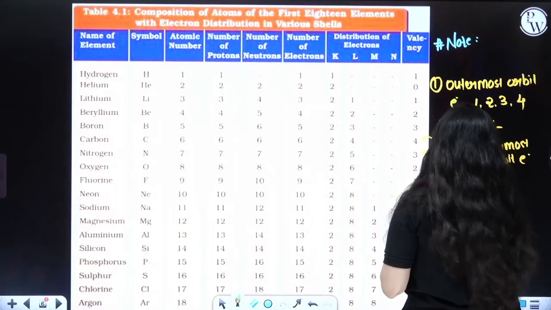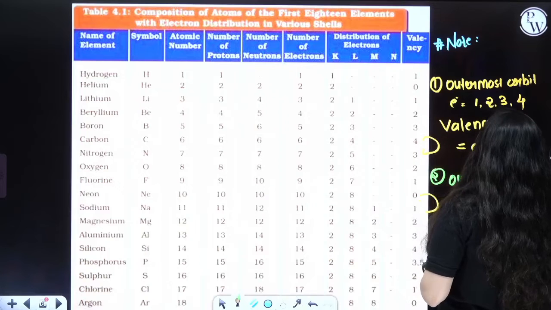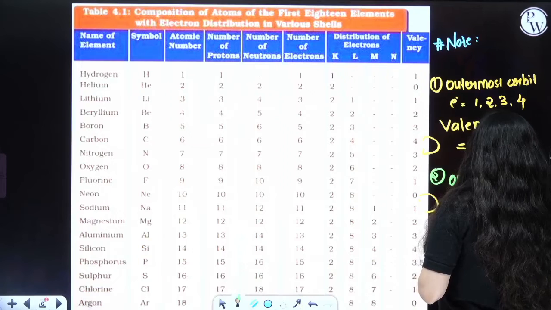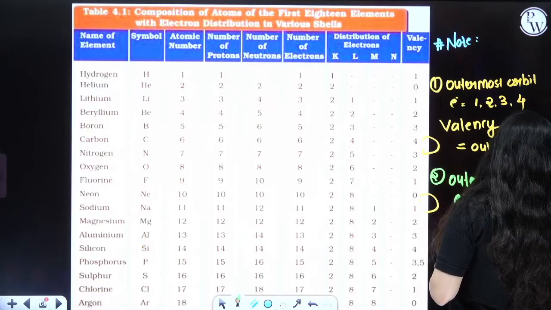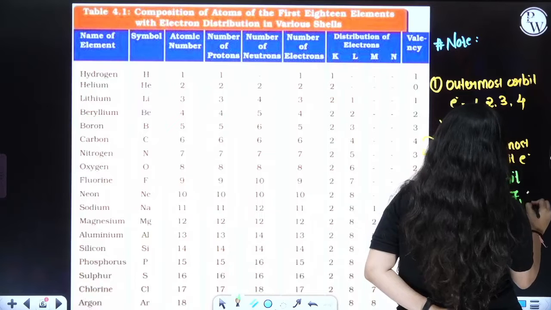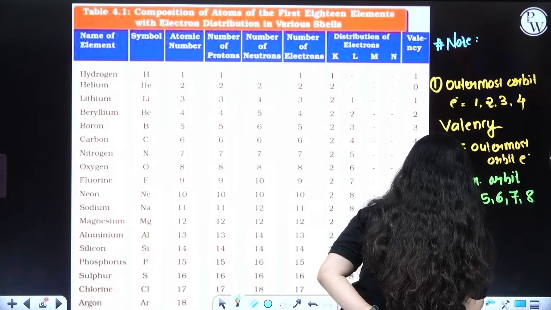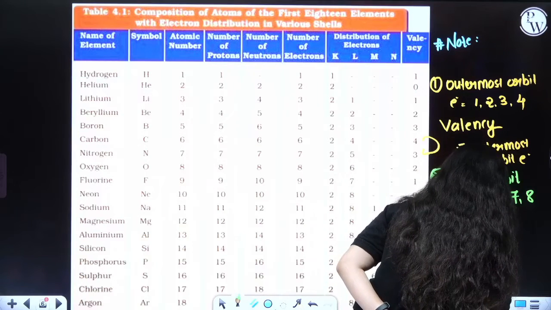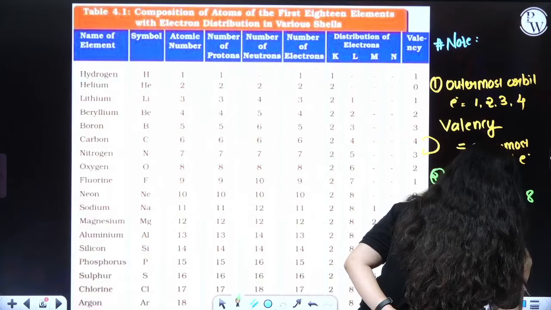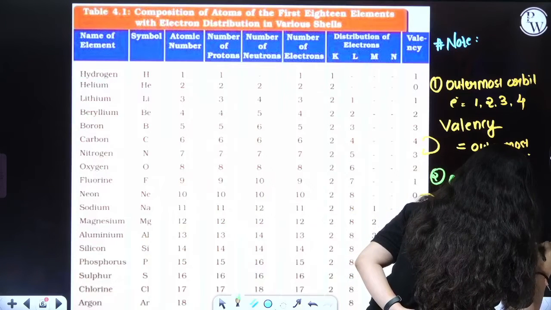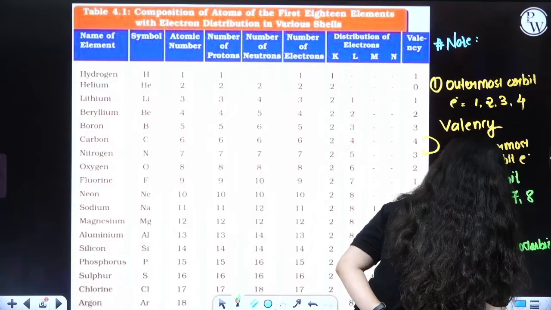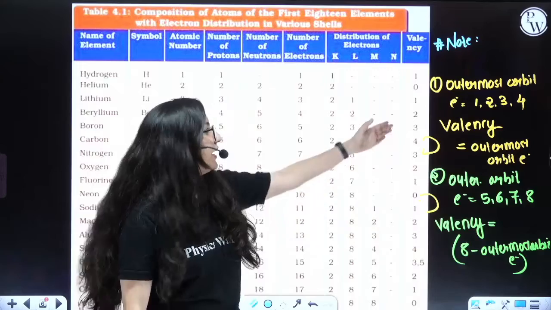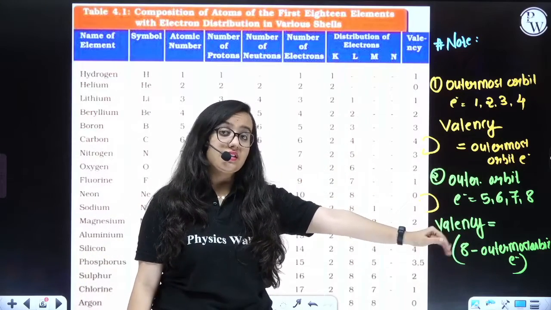But if the outermost orbit electrons are 5, 6, 7 or 8, what you have to do is, valency will be equal to 8 minus the outermost orbit electrons. Okay, that's how you can summarize this entire lecture, and you can write this note. Again, it's a shortcut.